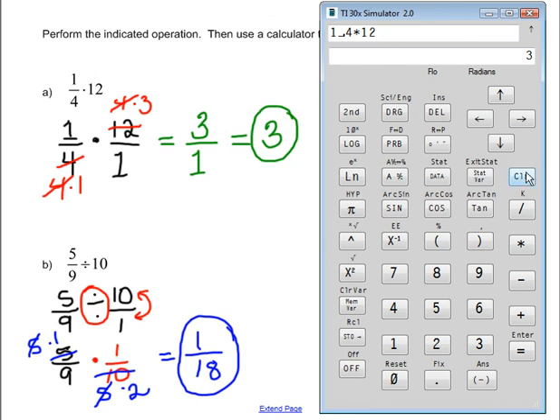Now let's do the second one. The second one was 5/9 divided by 10. So 5 fraction key 9. We're going to divide that now by 10, and when we enter, we get 1/18, which is exactly what we came up with when we worked it by hand.